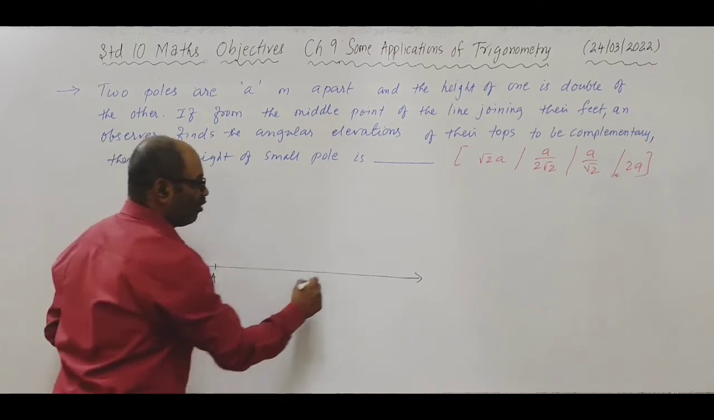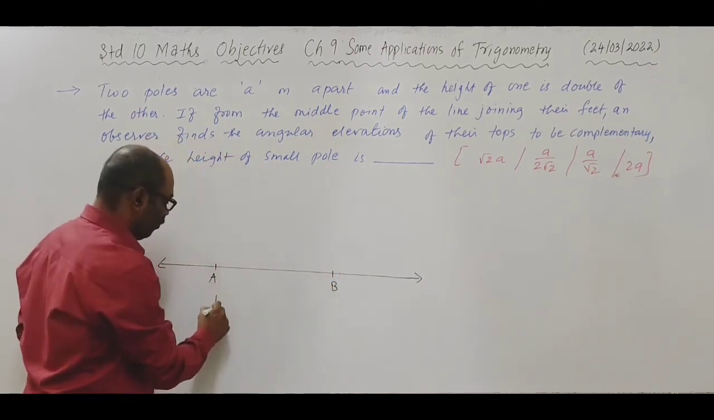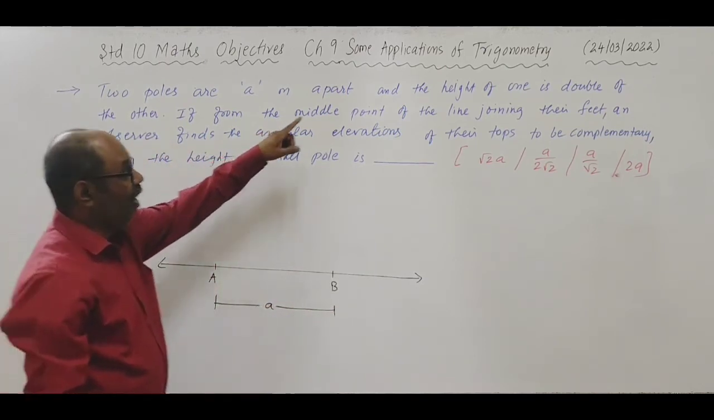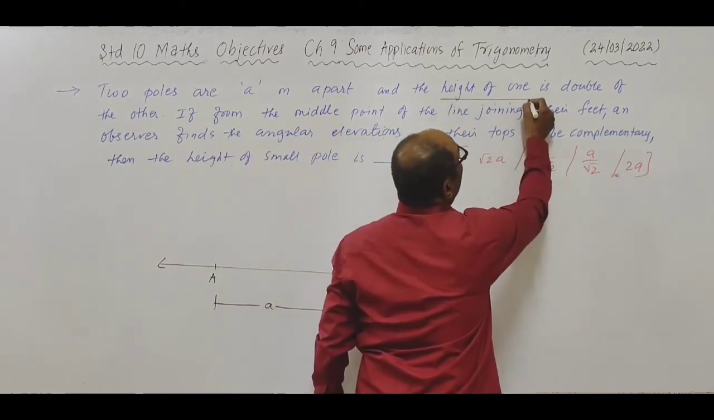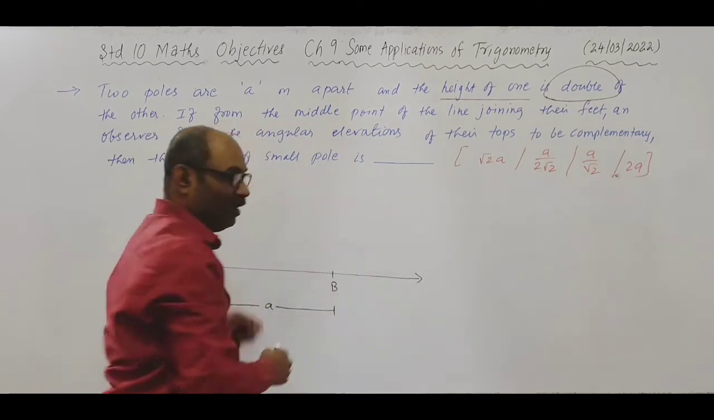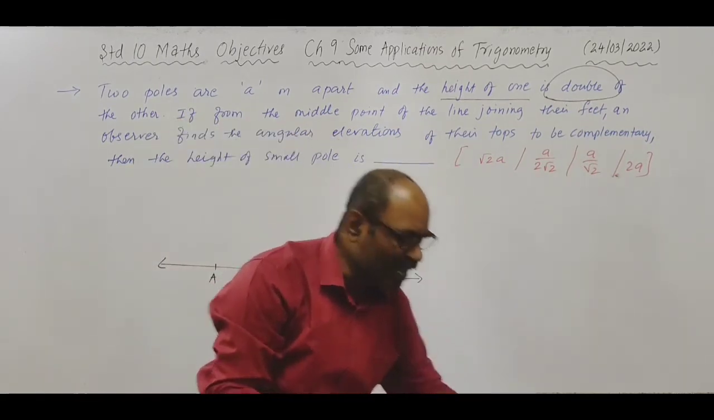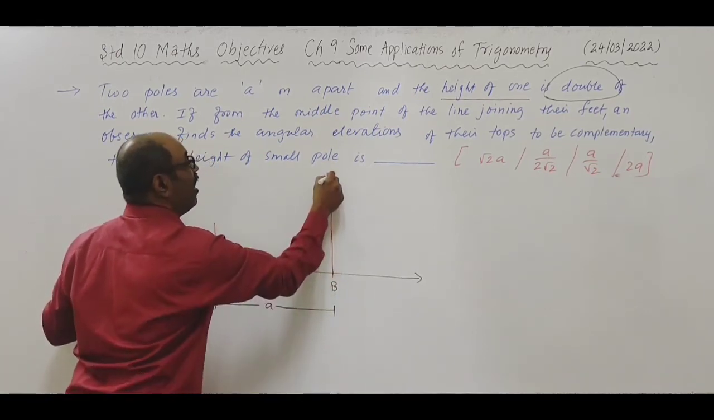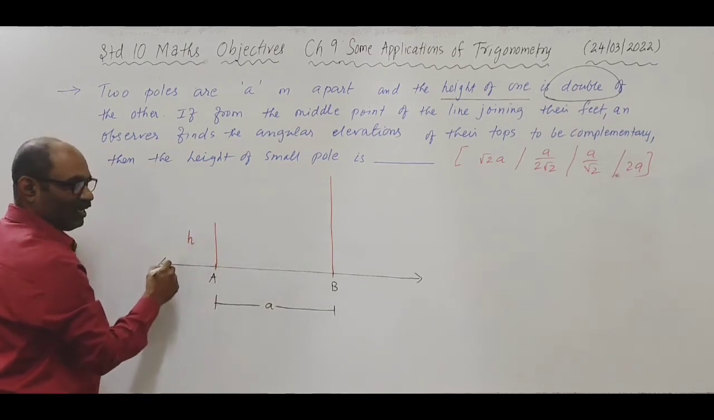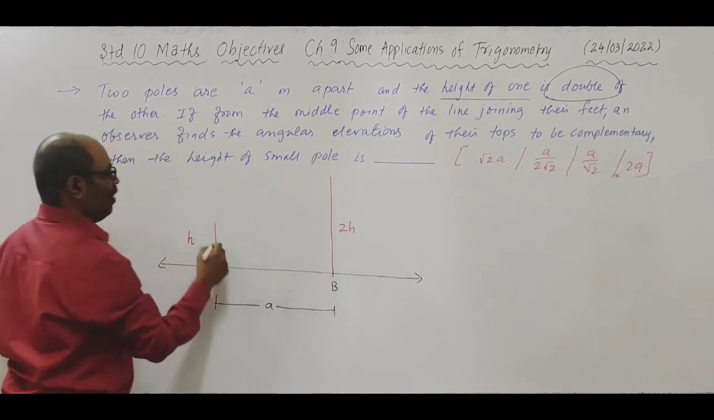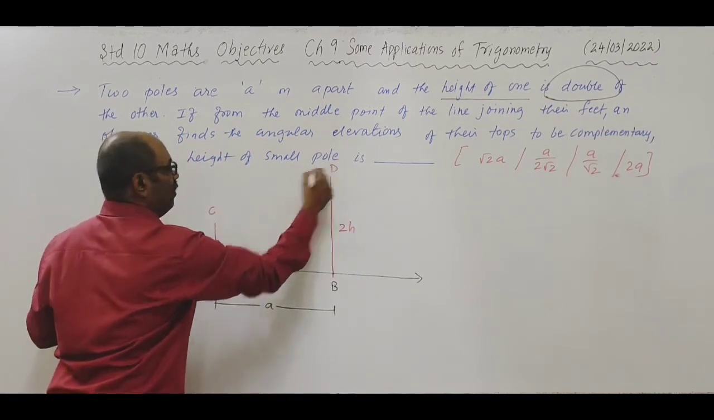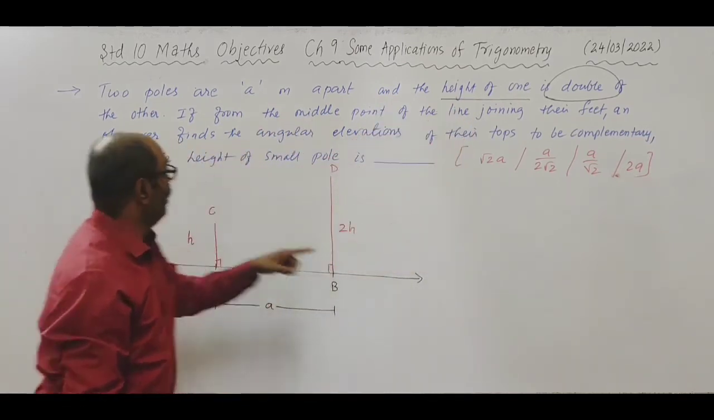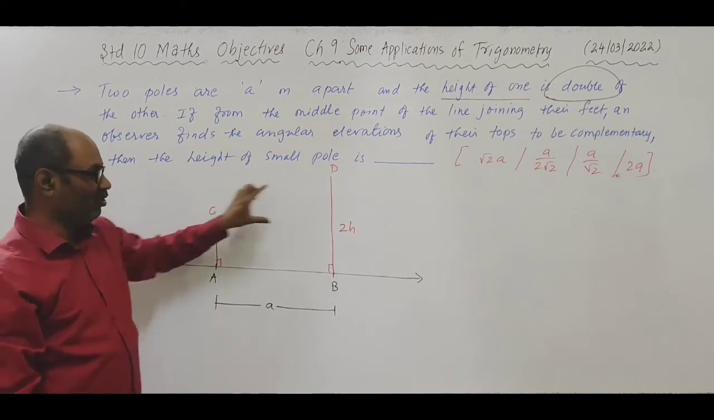This is the base of the first pole. This is the base of the second pole. And this distance is a meters. But what is further? And the height of one is double of the other. Meaning whatever the length of this one is, the length of the other is double. We will call this h, so this will be AC and this B. Both are vertical. If the height of one is h, then the other is 2h.